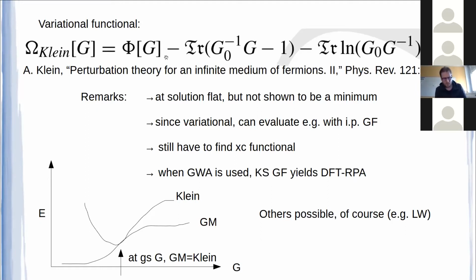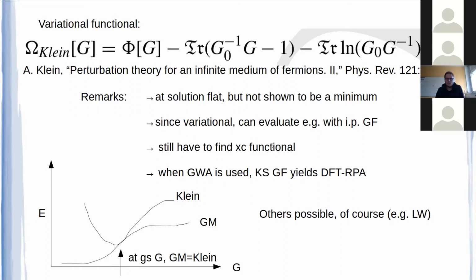Okay, so this Klein functional contains this functional phi, which, as I said, contains exchange correlation effects, and this is still something that we have to approximate. Okay, and this is how you come to the GW approximation, because you have to approximate this part. So the Klein functional is a variational functional, not necessarily a minimum at the correct solution.